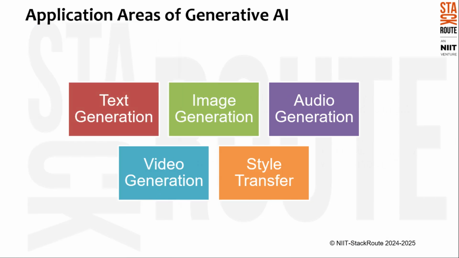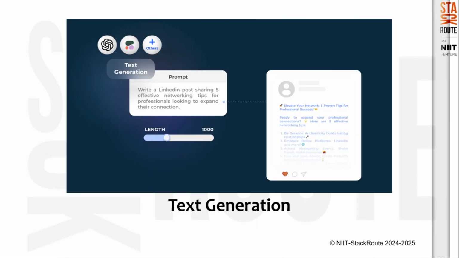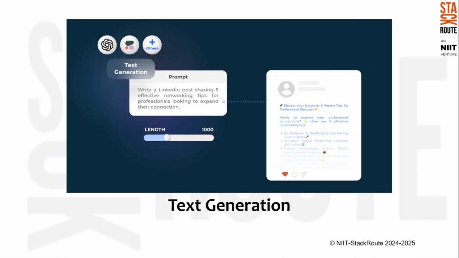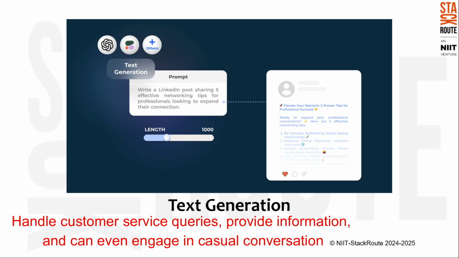Now that we've explored the different types of generative models, let's dive into where these technologies are making a real impact. Generative AI is being applied in various exciting fields, from generating text and images to creating music and videos, and even transforming artistic styles. Let's start with text generation. Generative models are powering advancements in chatbots, allowing them to understand and respond to users naturally. These bots handle customer service queries, provide information, and can even engage in casual conversation.